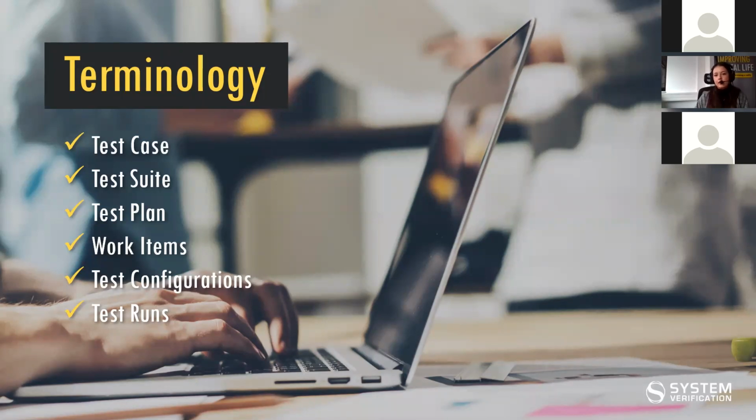Configurations within tests show us the variables in which we are executing our tests. For example, you can have multiple different browsers as a configuration to execute your testing. You can have different operating systems and so on. And finally, we have test runs, and they are the execution of tests. Test runs can be either manual test runs or automated test runs.